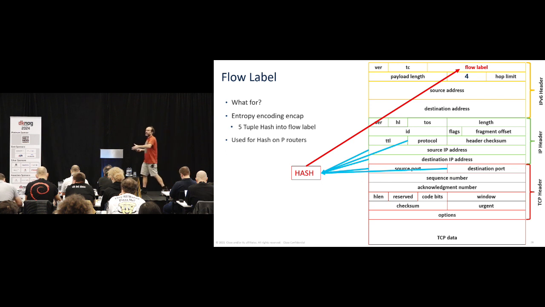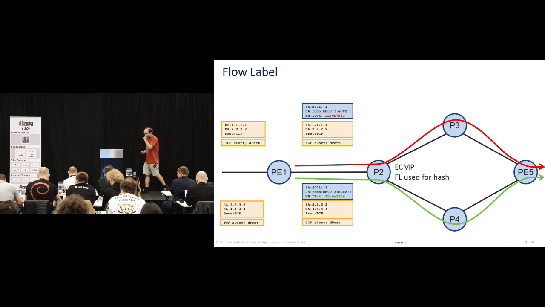So the source address, destination address of the inner packet, source port and destination port, and the protocol. We compute a hash, whatever hash you like, and you put that hash into the flow label field of the outer packet. Then any device in the network, any P device, any router, if it is doing 5-tuple hash, is mandated to do 5-tuple hash including the flow label, right? And that way you get the entropy of encapsulated flows.